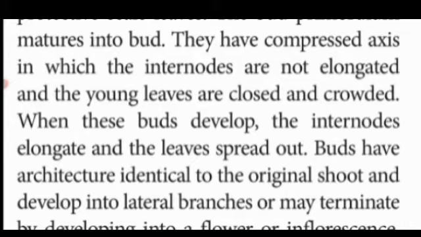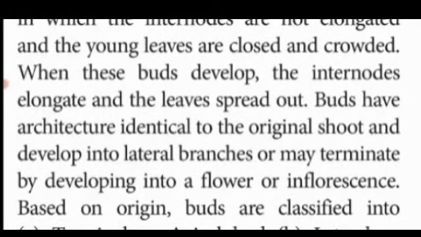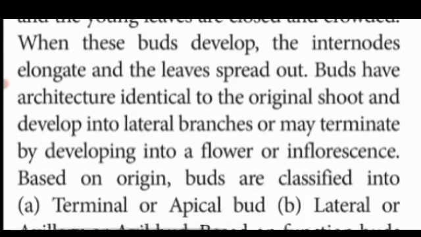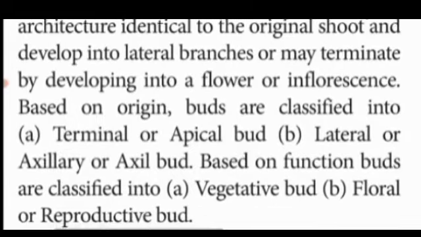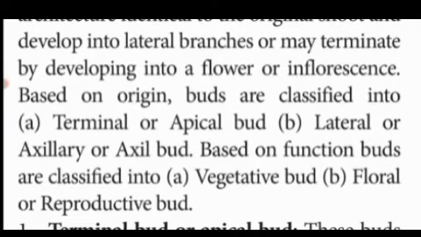The young leaves are nearly packed and crowded in appearance. When this bud develops, the internodes elongate and the leaves spread out. Buds have architecture identical to the original shoot and develop into lateral branches or may terminate by developing into a flower or an inflorescence. Sometimes the bud develops into a lateral branch, or sometimes it terminates in a flower, like in a rose plant.